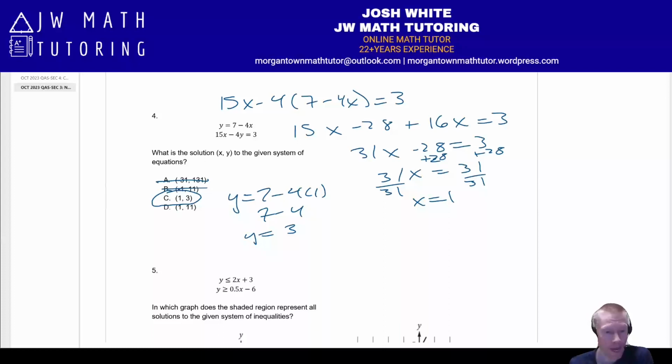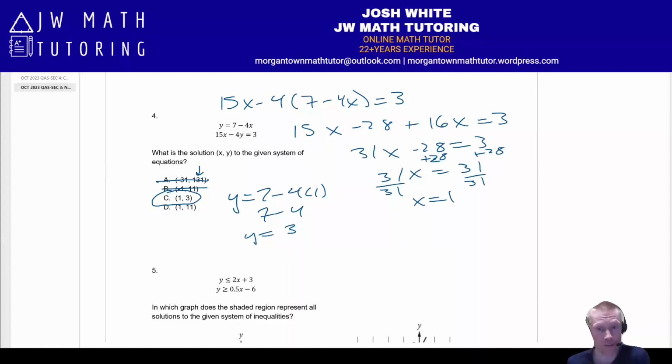You could also back solve this one, meaning take an answer choice, and let's say the easiest way would be take the x value. So for A, it's negative 31. Plug it into the first equation. Okay, 7 minus 4 times negative 31. And then see if that gives you the correct y value. If it does, then you would plug them both into the second equation and see if they work.